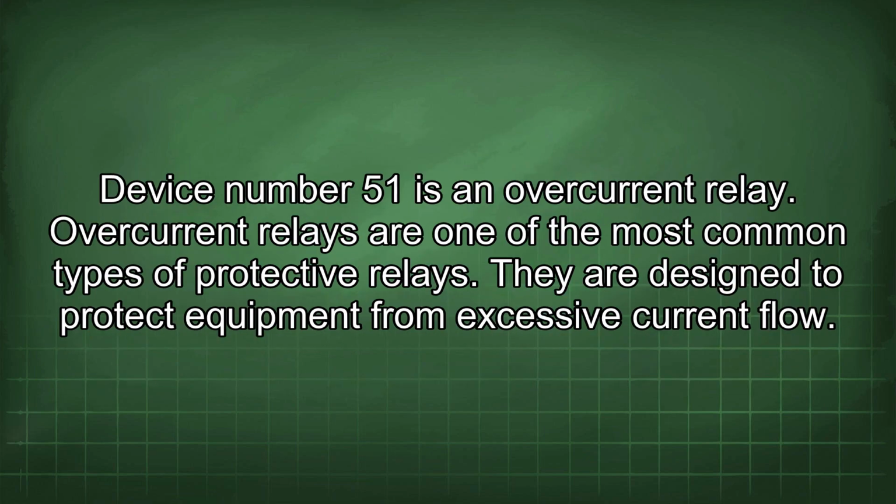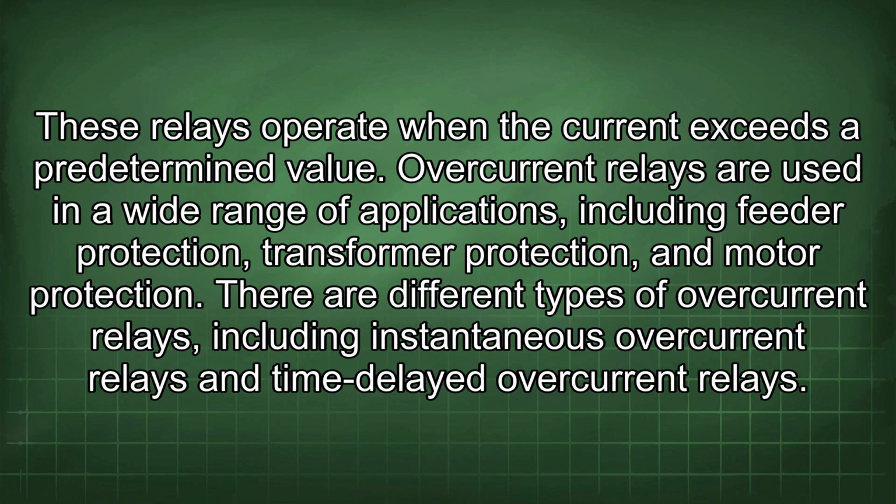Device number 51 is an overcurrent relay. Overcurrent relays are one of the most common types of protective relays. They are designed to protect equipment from excessive current flow. These relays operate when the current exceeds a predetermined value. Overcurrent relays are used in a wide range of applications, including feeder protection, transformer protection, and motor protection.